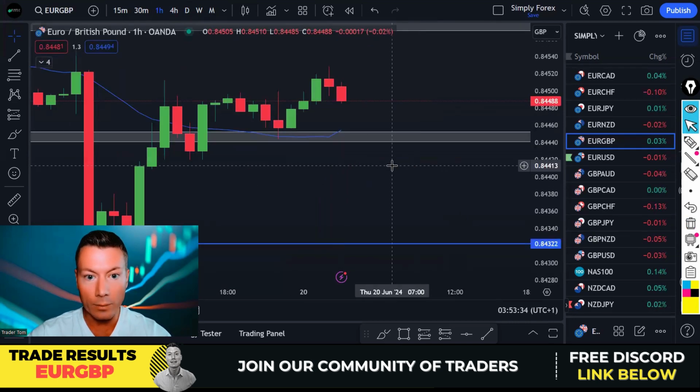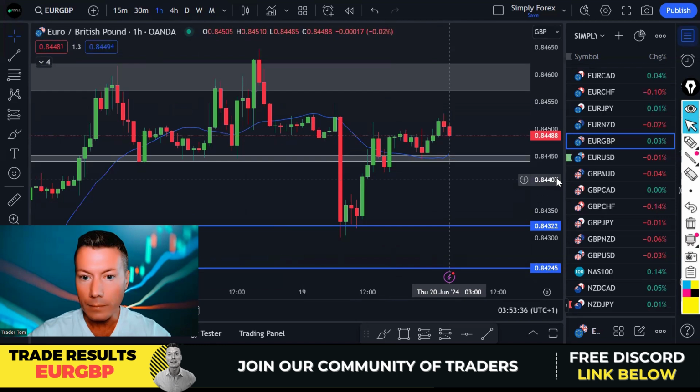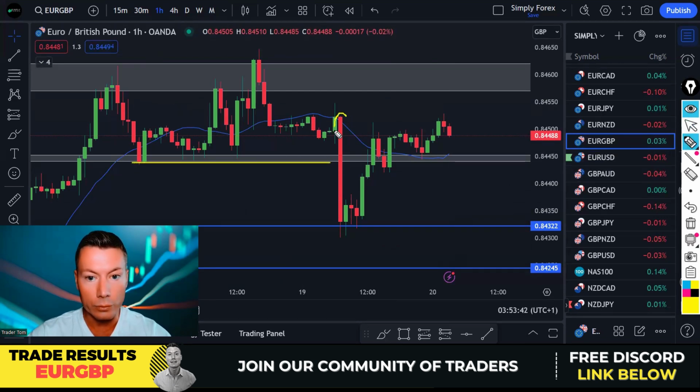Now, if we start with the H1, we were looking for a break of this level, which came on the back of news. That is a news candle. You can smell a news candle a mile away, like you can smell morning breath. Anyway, this broke down, and once it retraced to here, I started selling. Put our stop above here, and the idea was to take price lower. But again, this breakout just hasn't followed through.